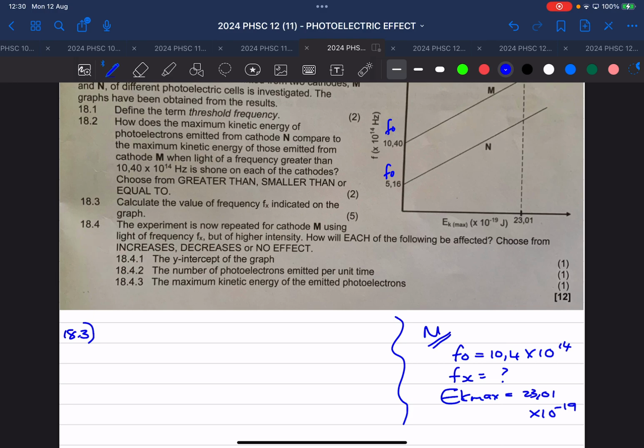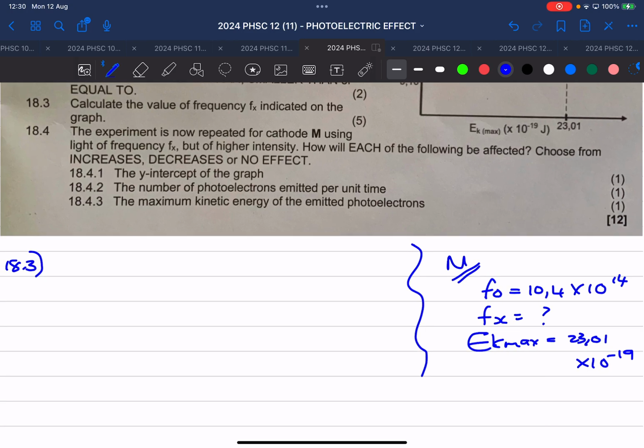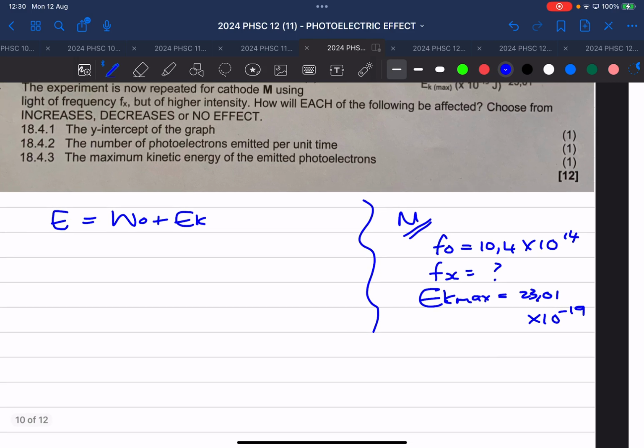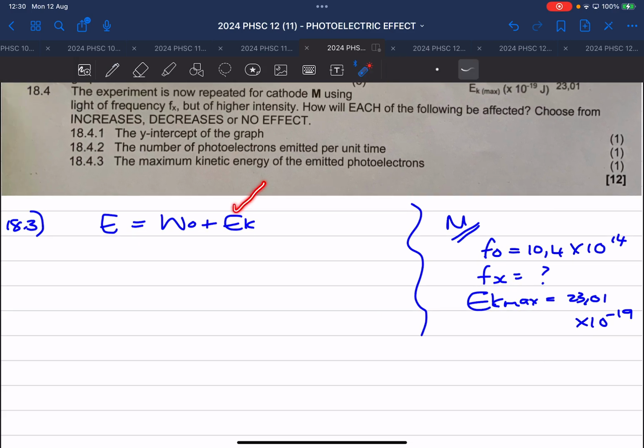Which formula are we going to use? E equals work function plus kinetic energy. Now let's check. Kinetic energy I have. Ooh, I don't have that, I just have frequencies. We can get to it because you can elongate this to get that and that.